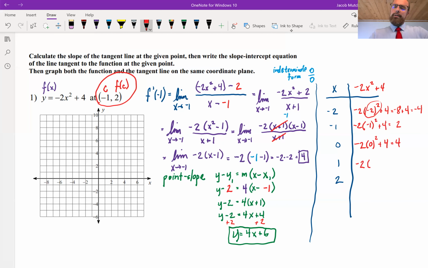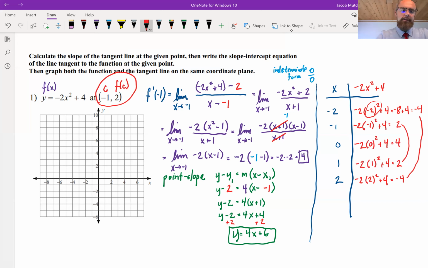So negative 2 quantity 1 squared plus 4. 1 squared is 1 times negative 2 is negative 2 plus 4 is 2. So we do see that patterning. I expect this next value to be negative 4 based on that symmetry. Negative 2 times positive 2 squared plus 4. 2 squared is 4 times negative 2 is negative 8 plus 4 is negative 4. And indeed, that shows that symmetry we expect with quadratics. This is a downward opening parabola.